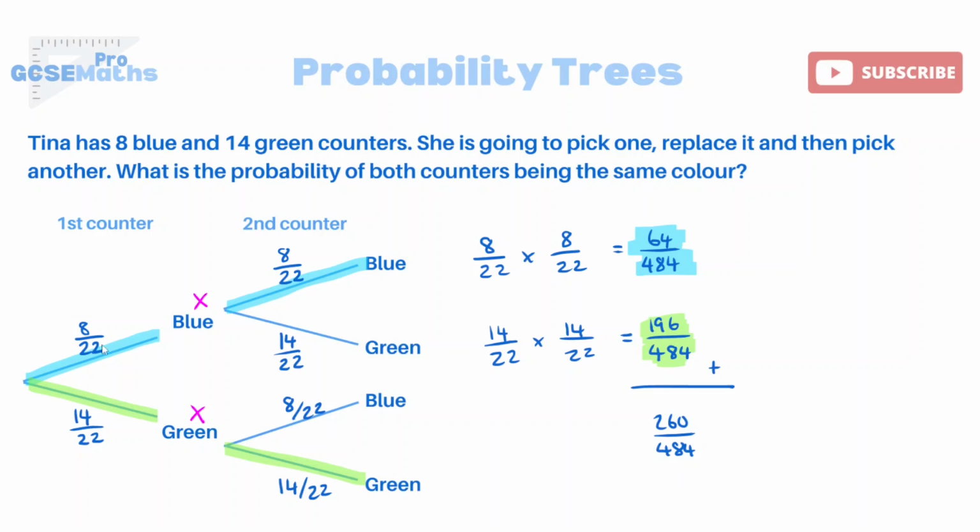So that's my probability, that's my final answer there. 260 out of 484, as you can see it's obviously less than 1. That's our chance of getting 2 counters that are the same.